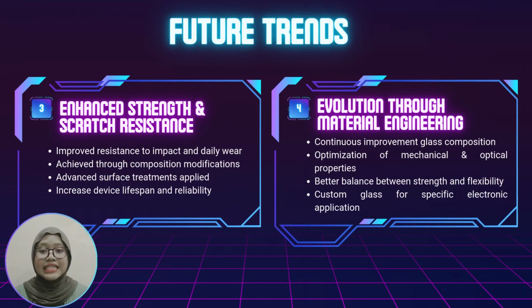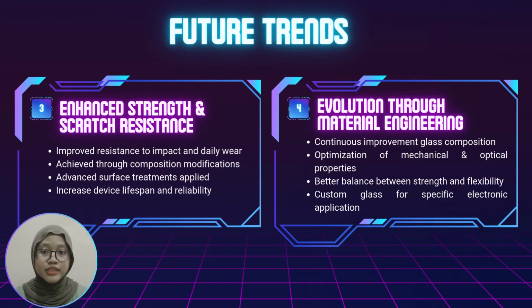Future glass materials are being developed to have improved resistance to impact and daily wear. These include better resistance to scratches, drops, and also pressure. These improvements are achieved through modification of glass composition and the application of advanced surface treatments. Stronger glass increases a device's lifespan and reliability, reducing the need for frequent screen replacement.